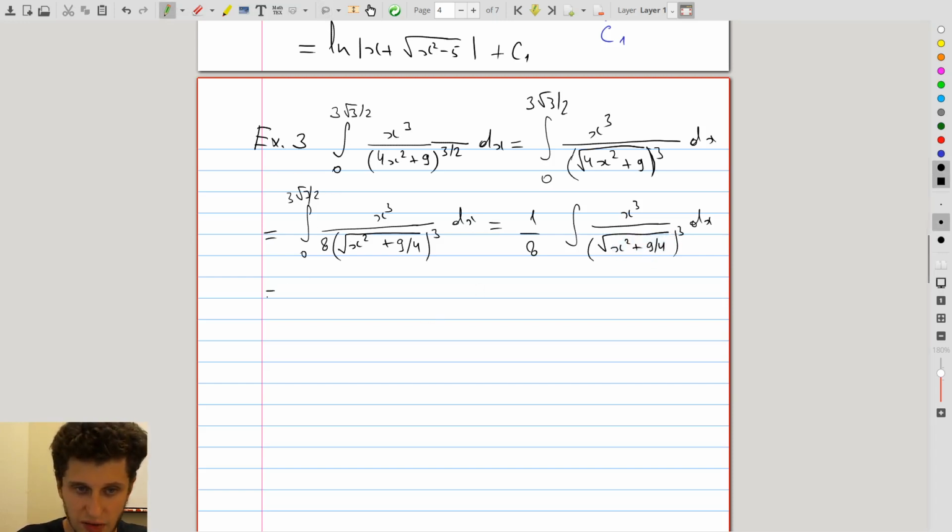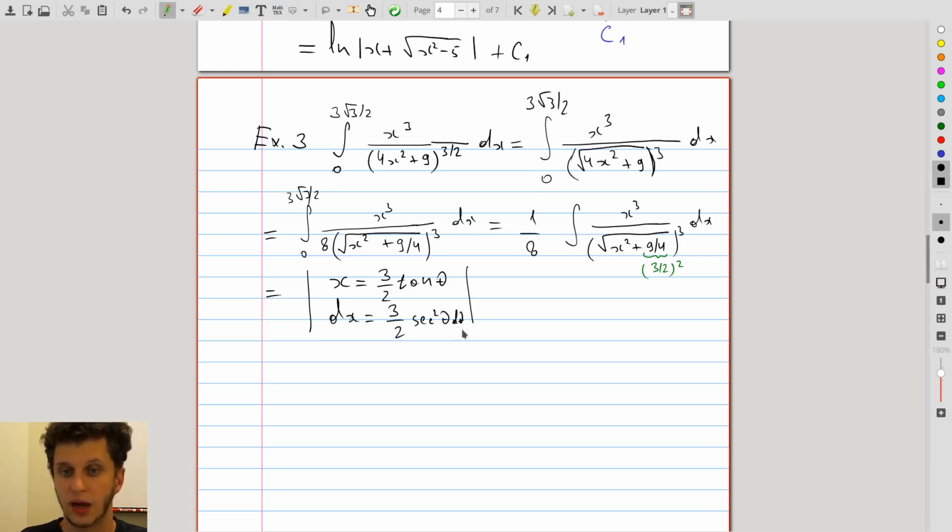I recognize it as the substitution for the expression x squared plus a squared. So that requires setting x to be a times tangent theta. In this case, a is the square root of 9/4. So think of this as 3/2 squared. That gives you the expression for a, and so a must be 3/2, like so. And so accordingly, I'll have 3/2 secant squared theta d theta for dx.